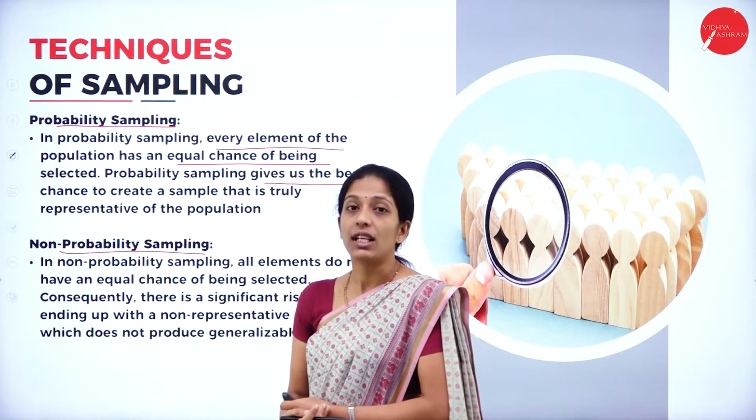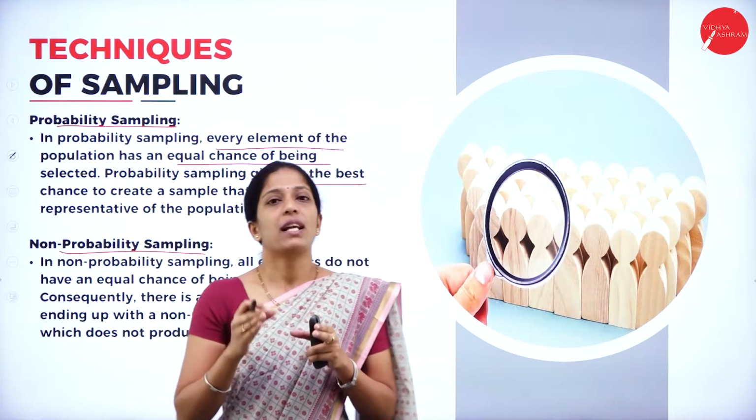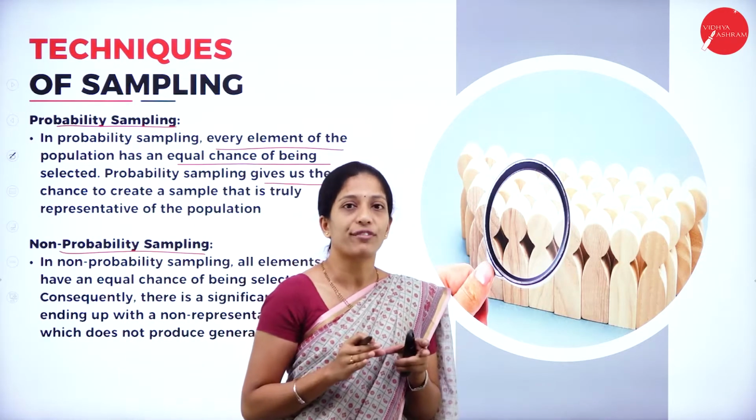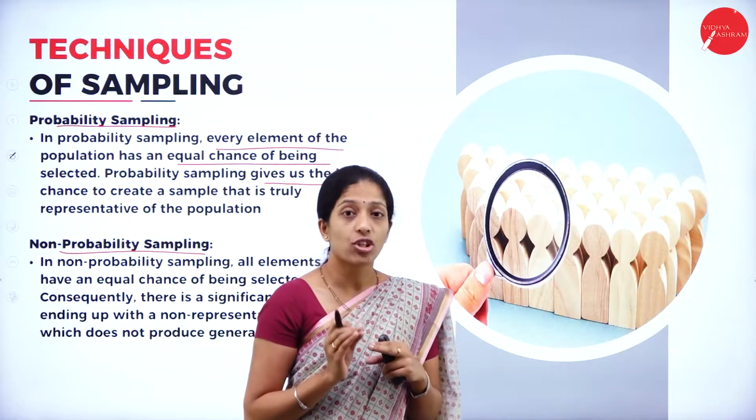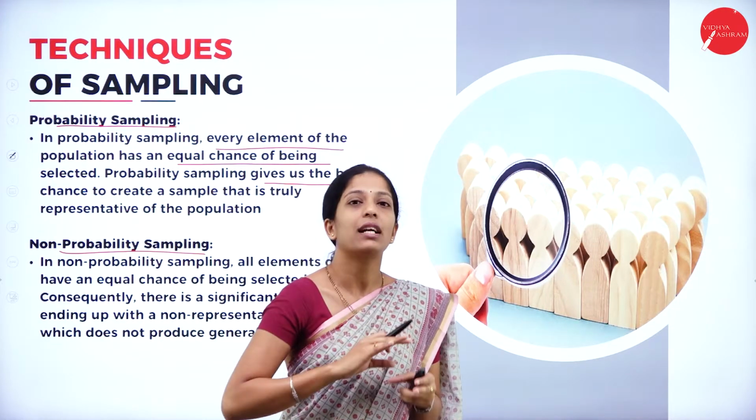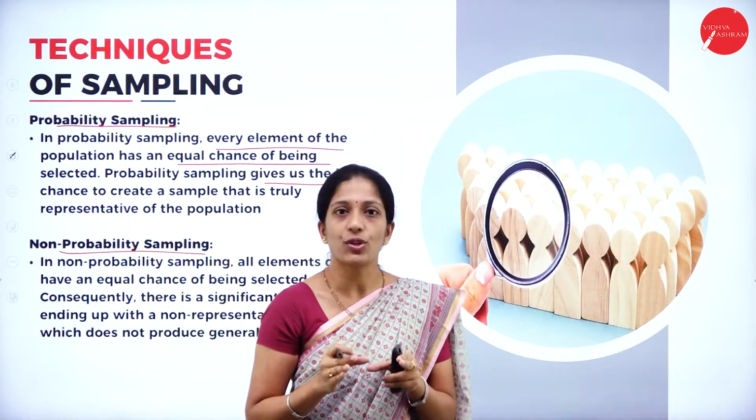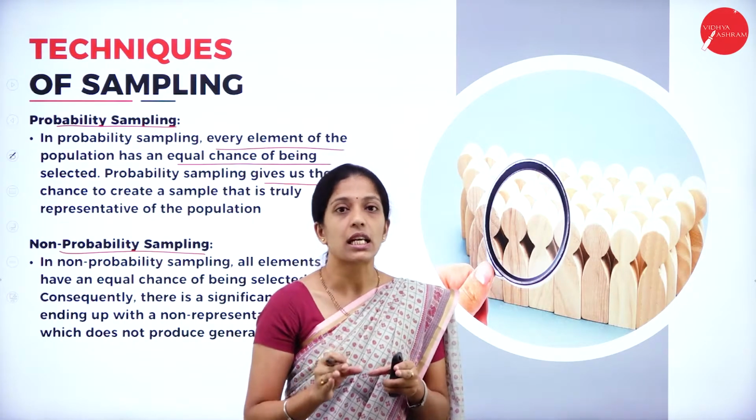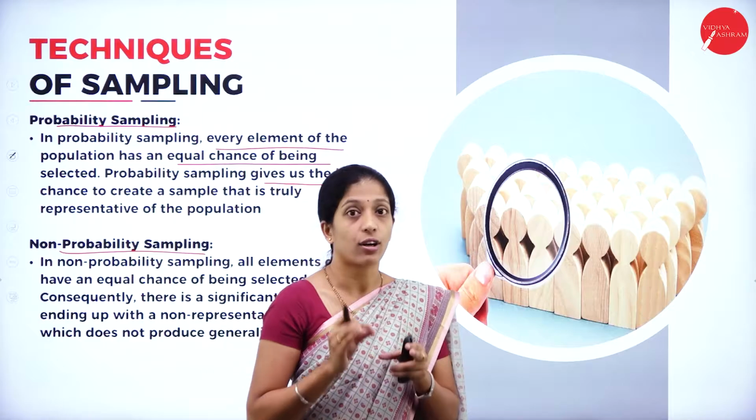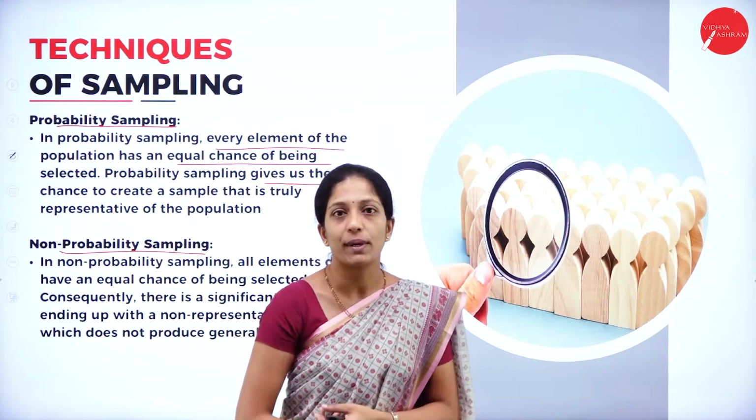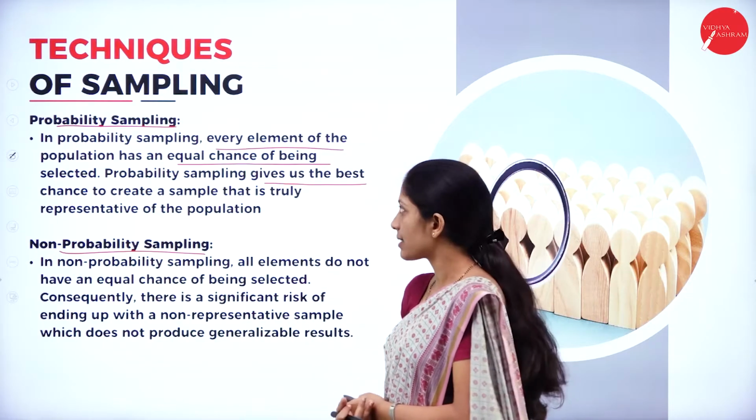Probability sampling gives us the best chance to create a sample that is truly representative of the population. Under probability sampling, we can get an accurate result because there are more individuals, and the researcher is going to select the individuals from the entire population, and each and every individual of that population has an equal chance to be selected. So here the accuracy will also be more under probability sampling.